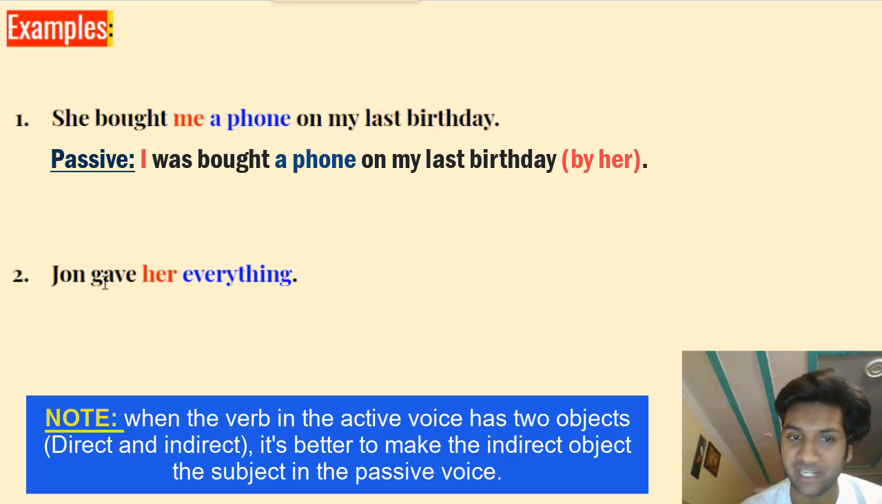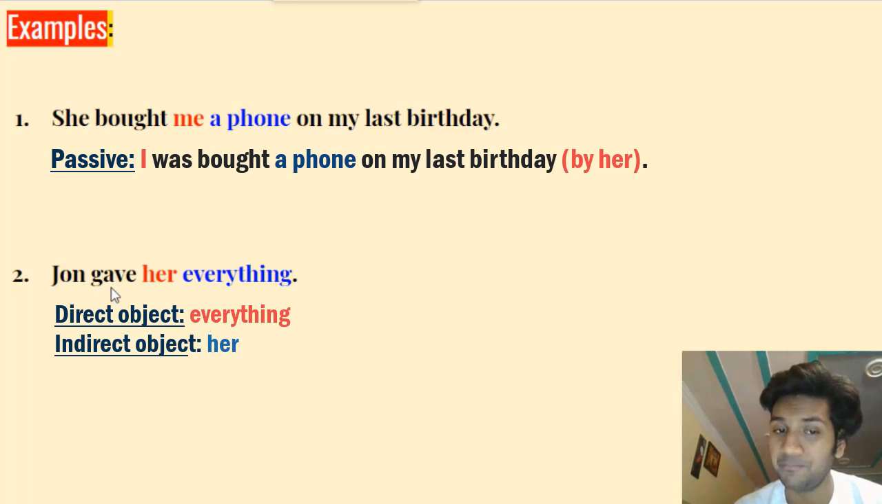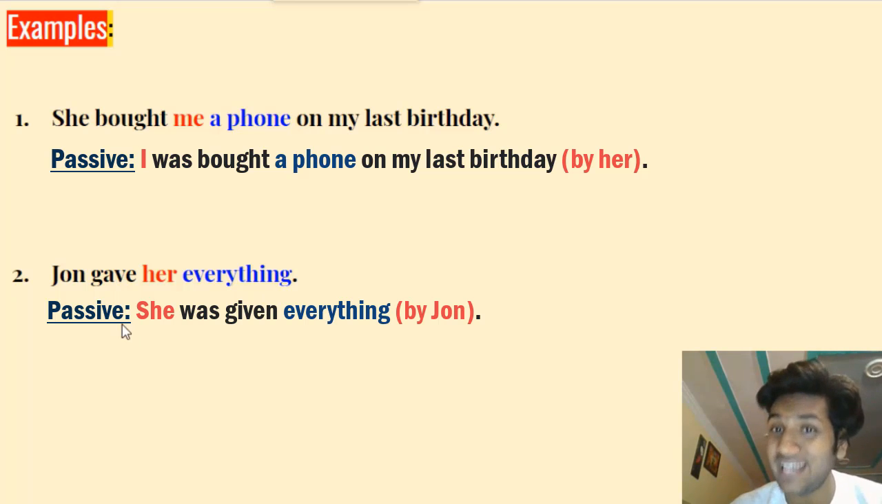Second one, John gave her everything. John, subject, the doer, gave, the verb, her, indirect object, everything, direct object. So her becomes the subject in the passive voice. She was given everything by John.